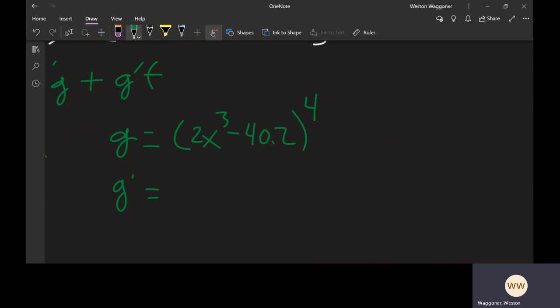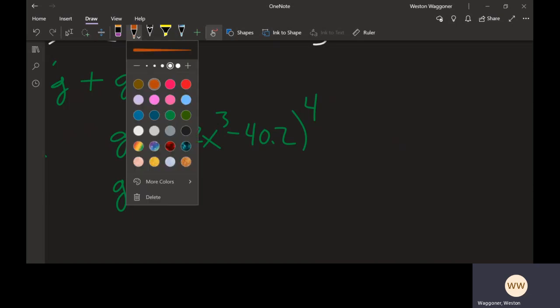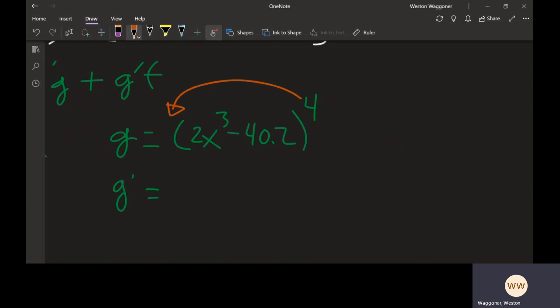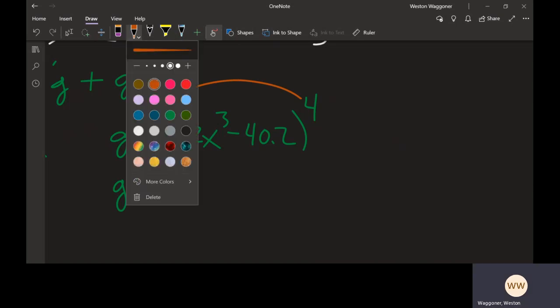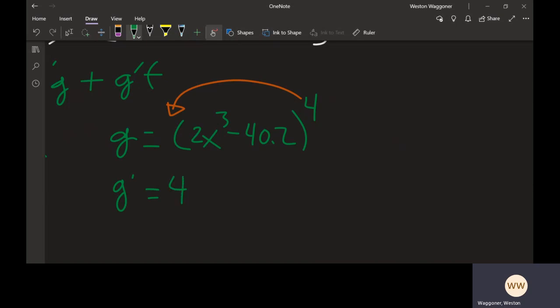So here's the thing. When we take this derivative, we're going to have to do power rule first. And then we're going to take the derivative of what's on the inside. Some books like to do a U sub in here and things like that. Hopefully we can jump into this. So what I'm going to do is just bring the power down. We're going to continue from there. So I'm going to have 4 times 2x to the third minus 40.2. Notice how I'm keeping everything on the inside the same.